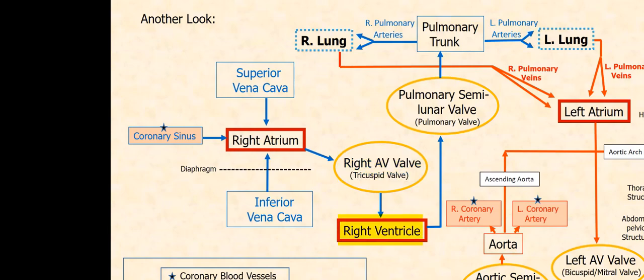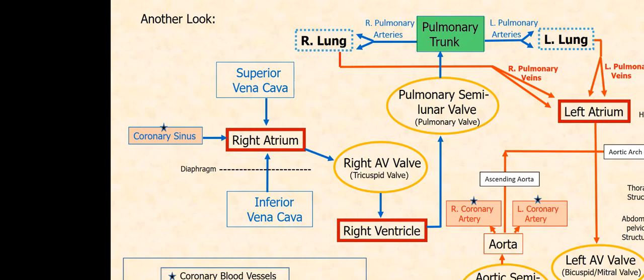The right ventricle's main objective is to pump this deoxygenated blood to the lungs when it contracts. This is the reason why the right side of the heart is considered the pulmonary circuit pump. Blood leaves the right ventricle, passes through the pulmonary semilunar valve, or pulmonary valve, as it enters the pulmonary trunk. The pulmonary trunk is the largest artery in the pulmonary circuit and is another great vessel of the heart.